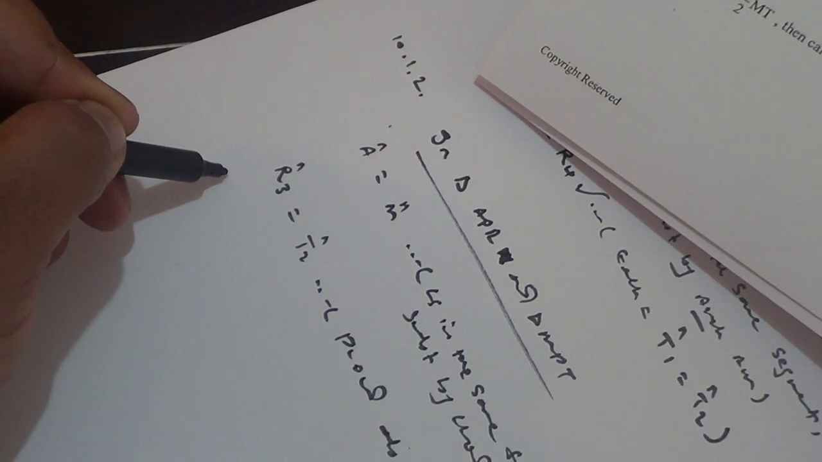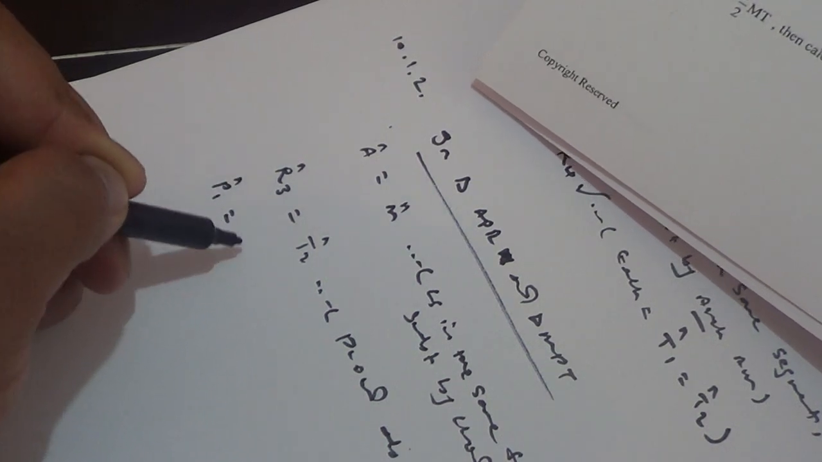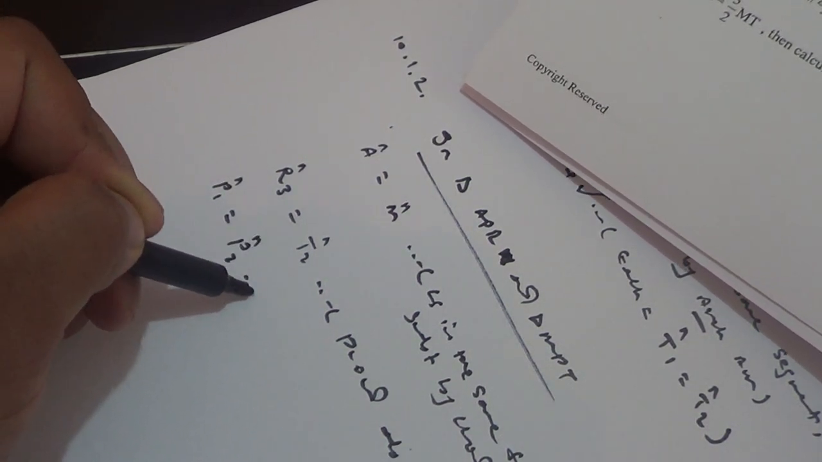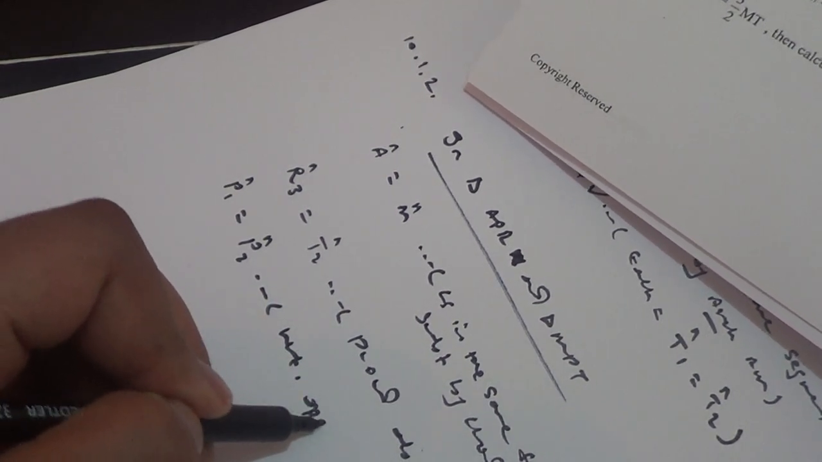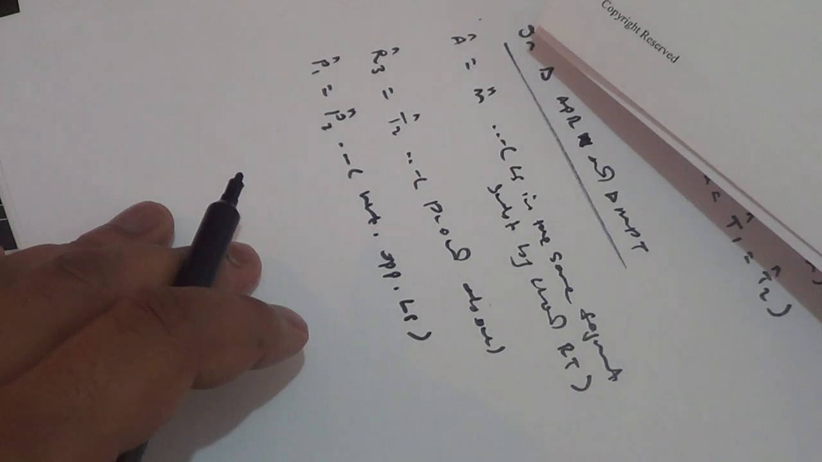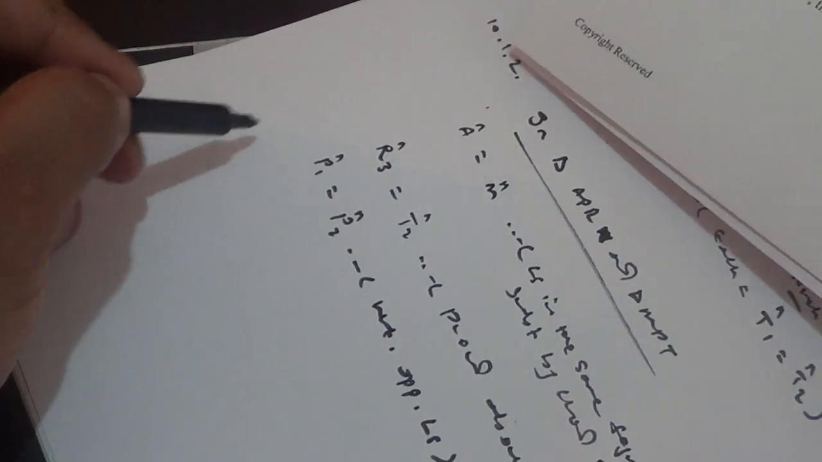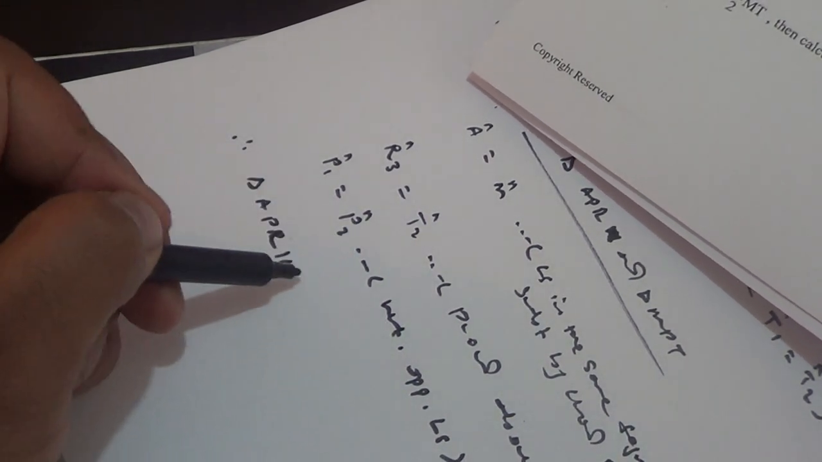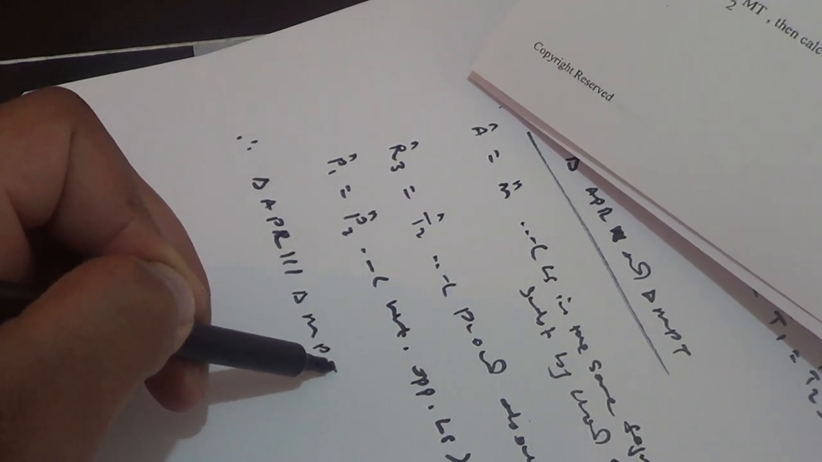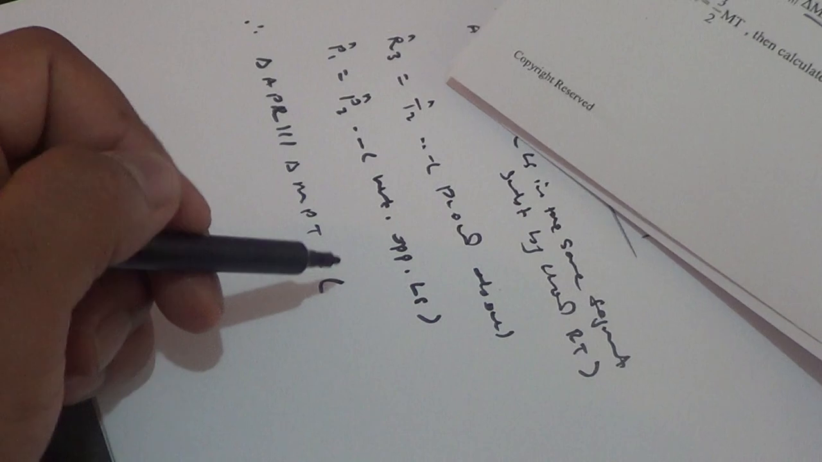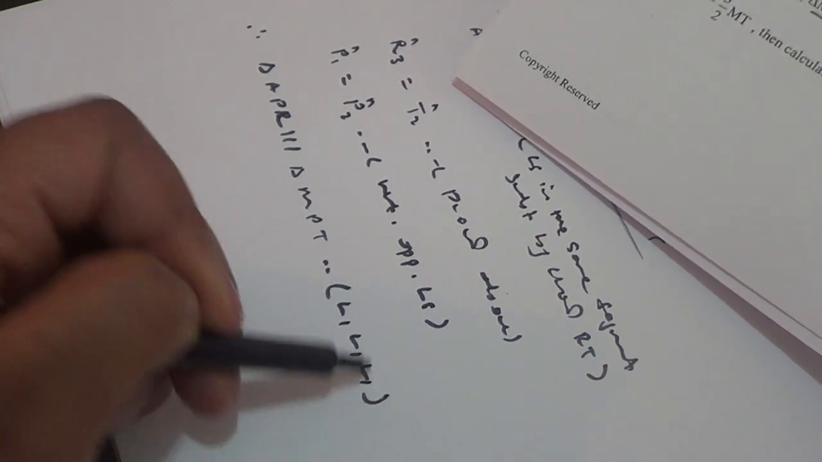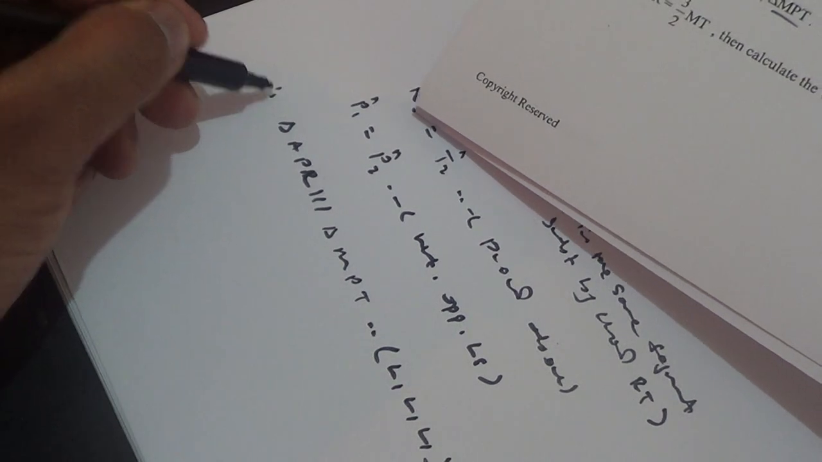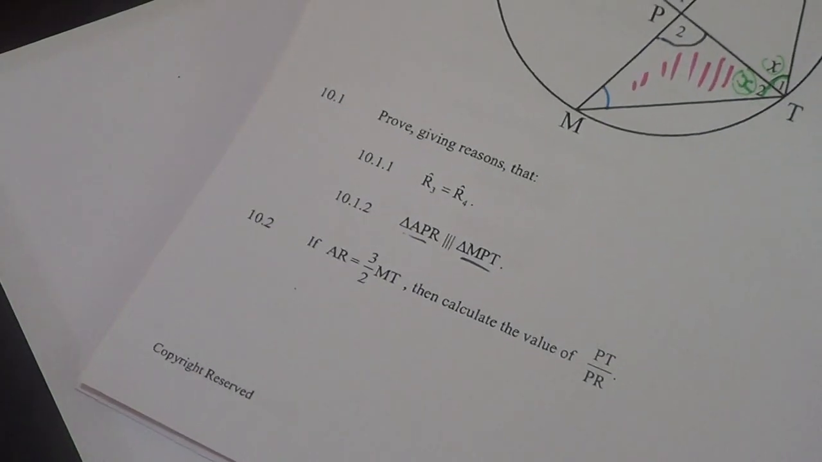Then we can say the last one, P1, is going to be equal to angle P2. These are vertically opposite angles, okay? Vertically opposite angles are always equal when straight lines cross. Therefore, triangle APR is similar to triangle MPT. Again, there has to be a reason. Angle, or you can write the English word equiangular. Not a big deal. Okay, so we are sorted in such a way.